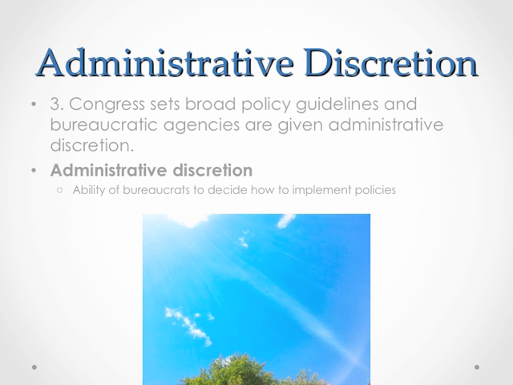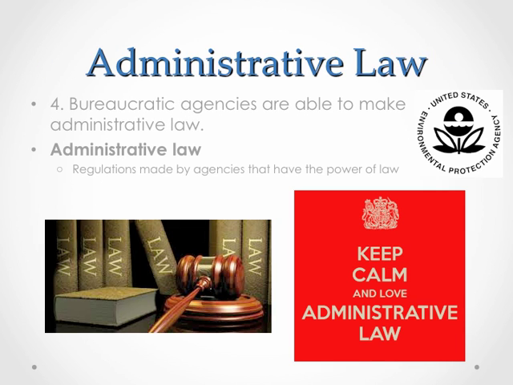So Congress passes a law saying we need clean air. That's good. Now it is up to the EPA, the bureaucratic agency. They can decide, all right, what is the best way for us to actually achieve that goal? What should we do to make sure that we have clean air? So they have discretion, they have the ability to choose how to actually carry out that law. As part of that, they are allowed to make laws. And when bureaucratic agencies make laws, it is called administrative law.